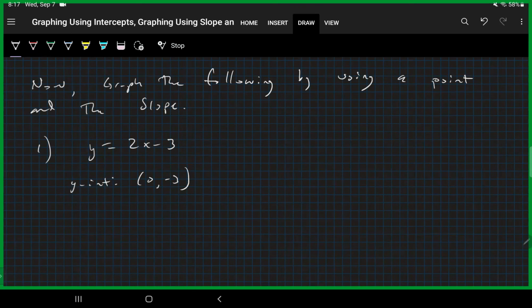And I wasn't told to use the y-intercept. Sometimes you are, sometimes you're not. In this case, it doesn't matter. I just decided to pick it because it's a pretty easy point to start with.